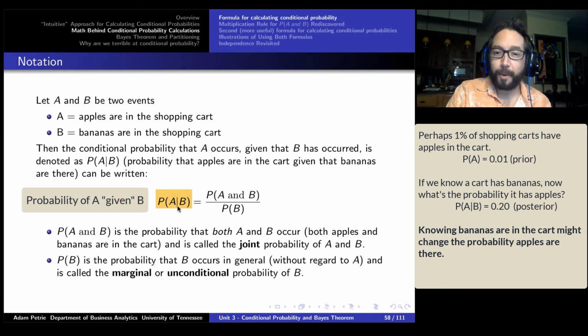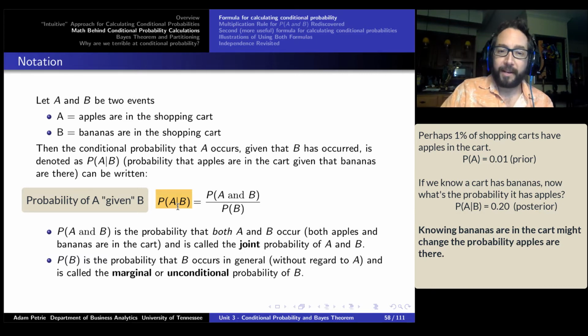Remember that vertical bar is pronounced "given," and the event to the right of that vertical bar is the event that we are conditioning on. That's the event that we know has happened, and we want that reflected in our calculation and discussion of the probability of event A happening.